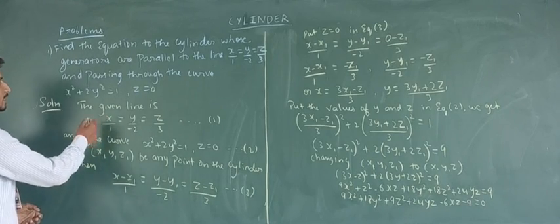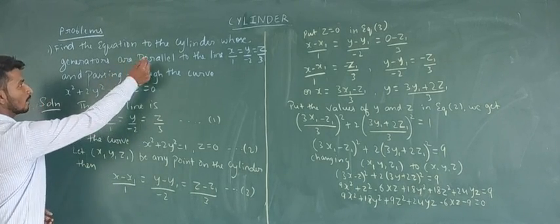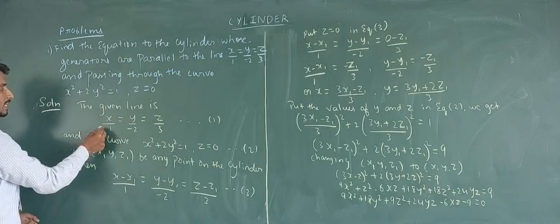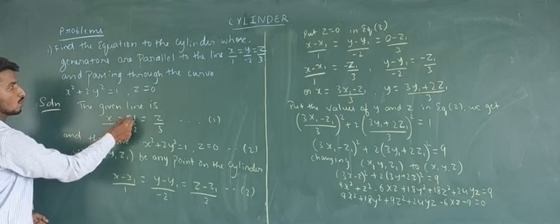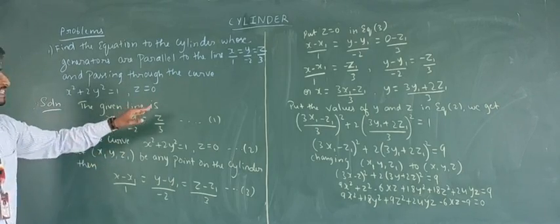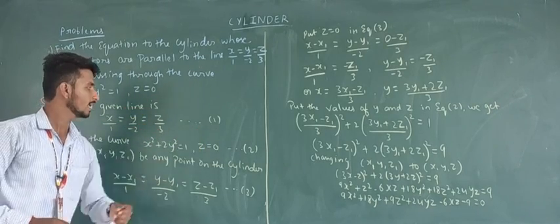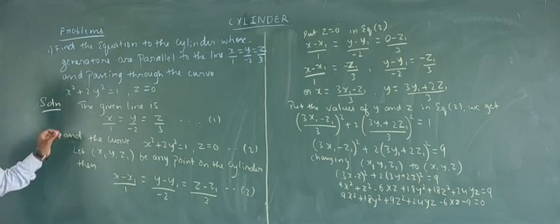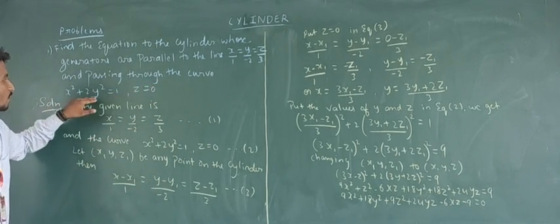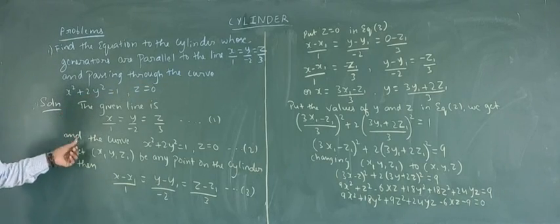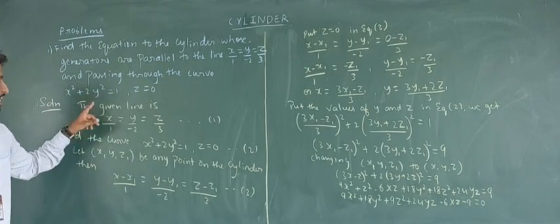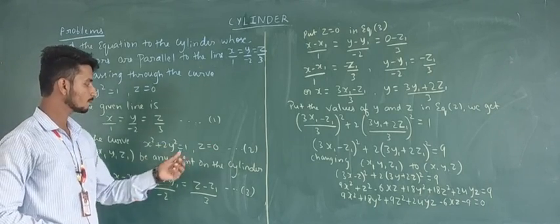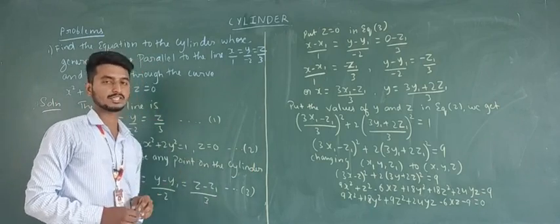First we will consider the given line, since the generators of the cylinder are parallel to it. The line is x/1 = y/(-2) = z/3, and we will denote this as equation 1. Next we consider the equation of the given curve, x² + 2y² = 1 and z = 0, and we will denote this as equation 2.